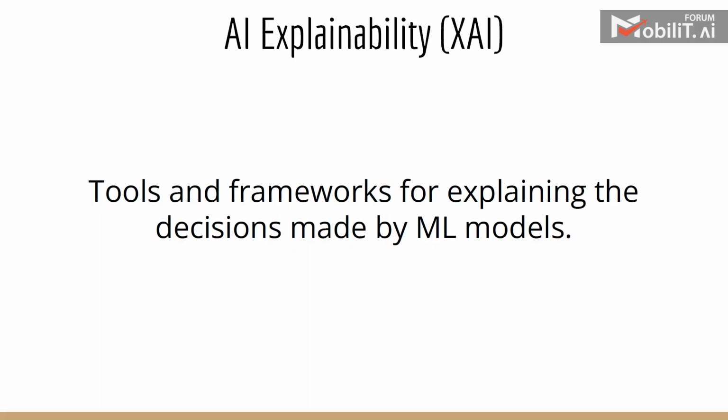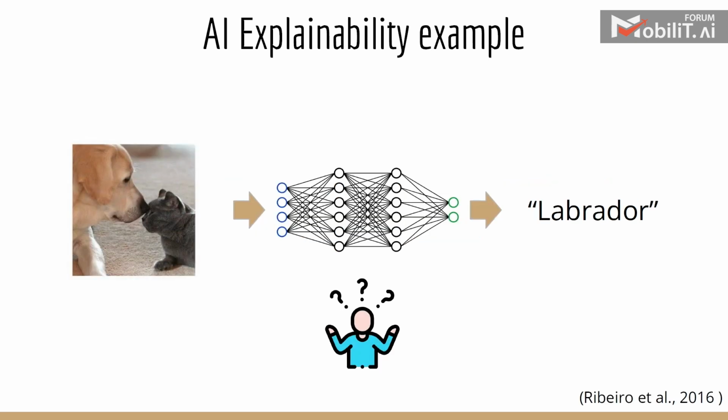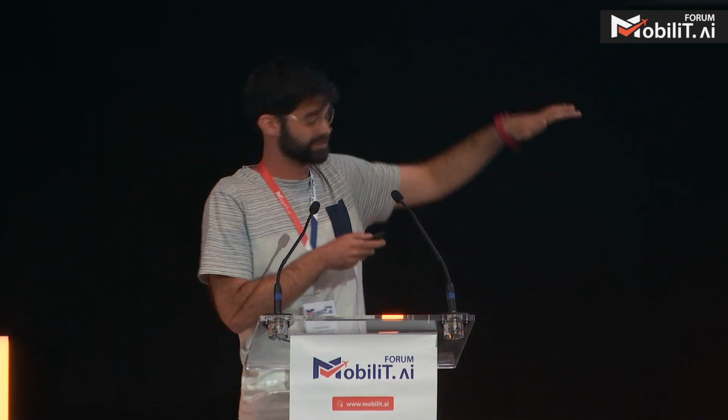I skipped this. The field of AI explainability, I know that we had a full session on this yesterday, and we talked about it thoroughly, but in general, I'll just do a short recap. This is the field where we suggest tools and frameworks for explaining the decisions of ML models. This is a very simple example. We have an image that is classified as a Labrador, and we want to explain this decision. You can think of it as a very complex function, a neural network that maps this image to this class, and we are asking why this image was classified to this class.